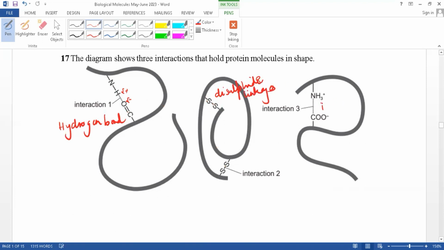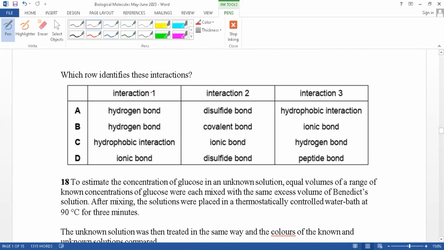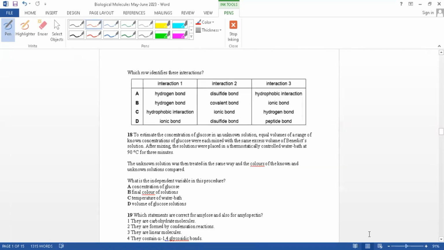And this is an ionic bond between one positive and the other negative ion. So they are asking which row identifies these interactions. The question we have already solved.